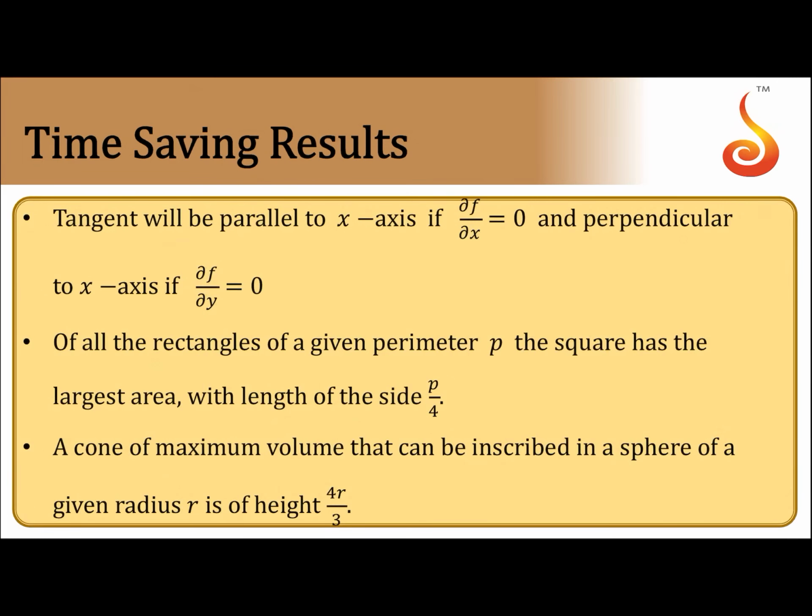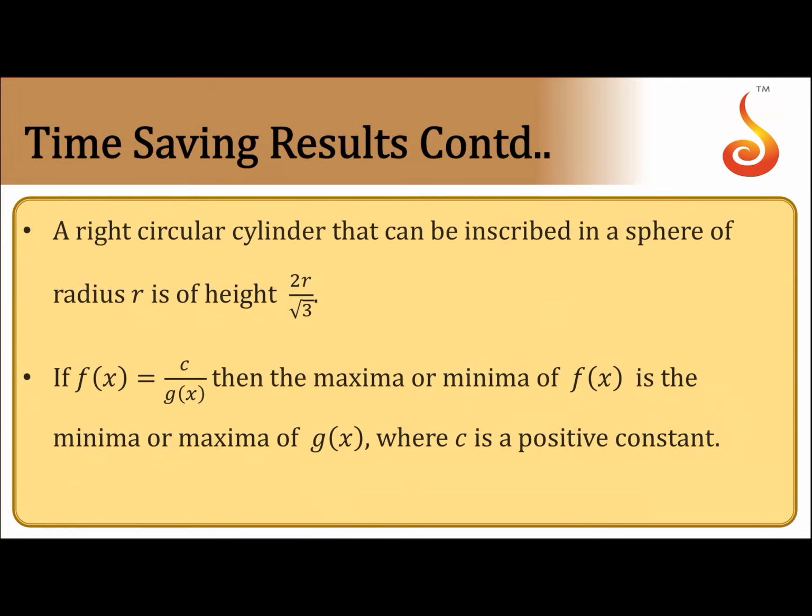These are some of the important time saving results. For the tangent to be parallel to the x-axis, find the derivative of the function keeping y constant and equate it to 0, and that gives you the required result. Similarly, for the tangent to be parallel to the y-axis, dou f by dou y equal to 0 gives us the required answer. These are some of the applications of geometry.